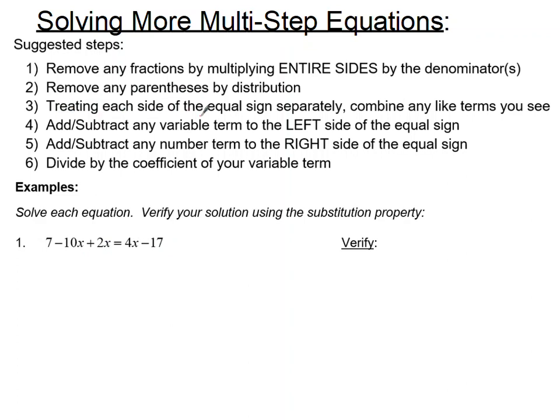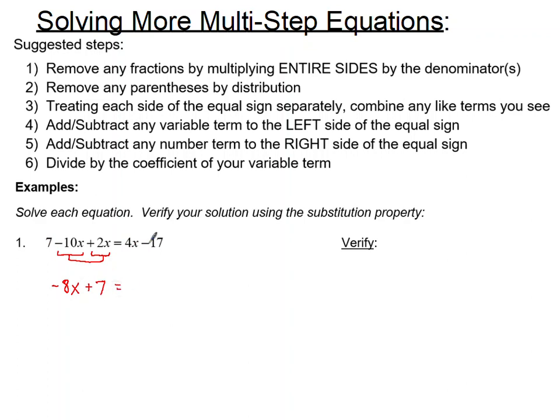Treating each side of the equal sign separately, combine any like terms we see. So looking at just the left side of the equal sign, we're looking for any like terms, and I see them. Negative 10x and positive 2x are like terms because their variable parts are identical. Negative 10 plus 2 is negative 8, so negative 10x plus 2x becomes negative 8x. The 7 does not have a like term, so I'm just going to drop that down, and since it's a positive 7, I need a plus sign in front of it. I'm going to put my equal sign.